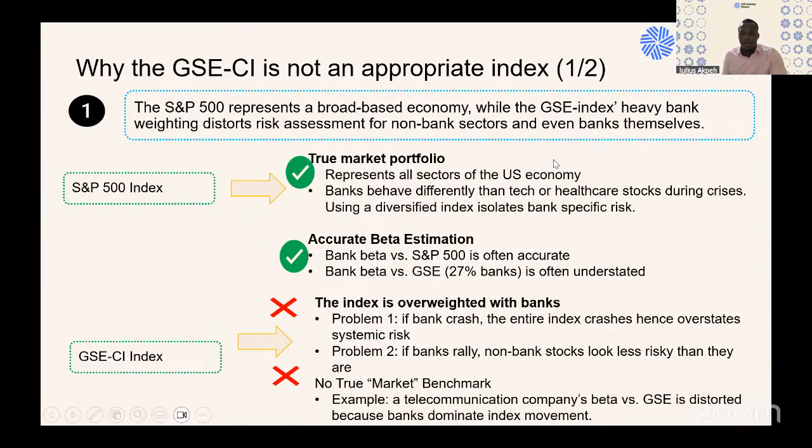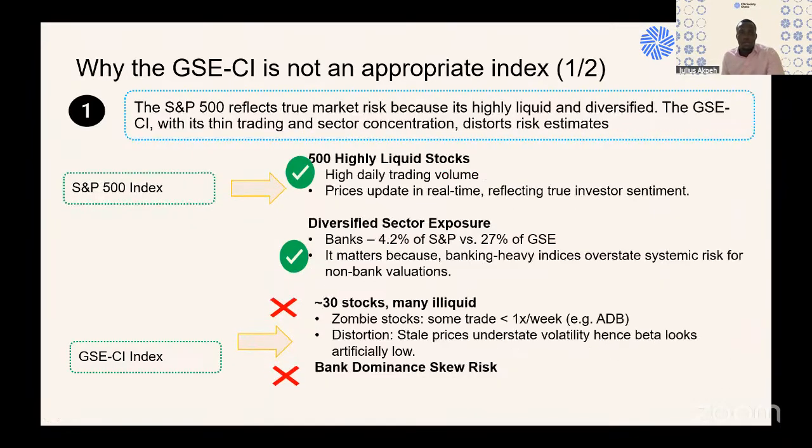Now, the next thing I want to talk about is the S&P. When putting together these slides, you are producing things from your mind and doing research at the same time, and if you're under pressure to get this done quickly, it involves a lot of work. So the S&P 500 reflects true market risk because it's highly liquid and diversified, while the GSE index, with thin trading and sector concentration, distorts risk estimates. That's the second proposition, the hypothesis I'm putting forward.